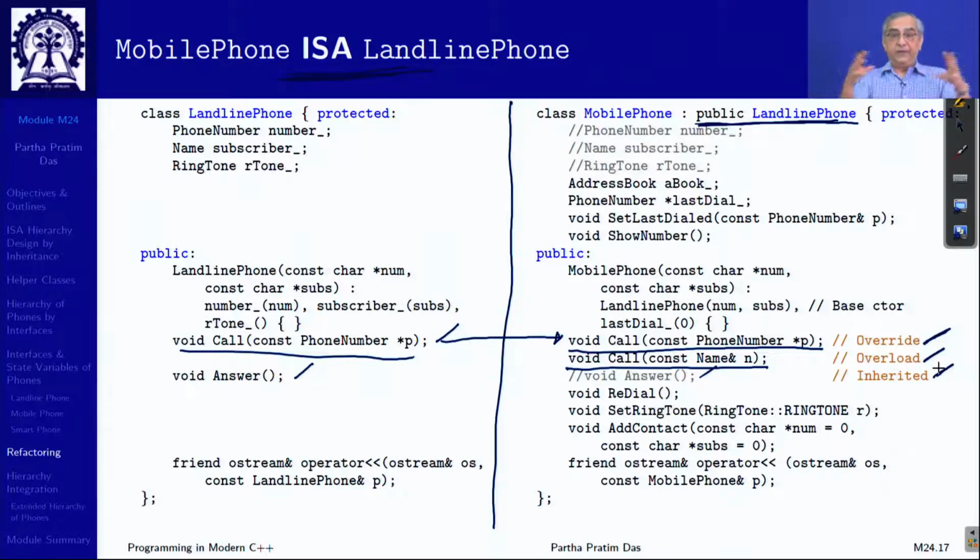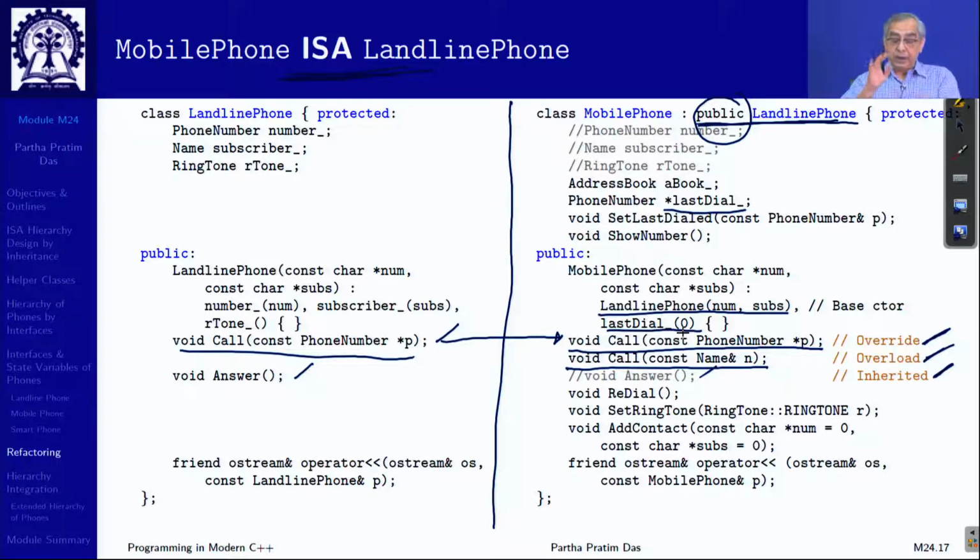So, by this refactoring I am combining these two through the insertion of the ISA constraint, the inheritance constraint, and refactoring by making one as a overriding member function, one as a overloaded member function, and one as a pure inherited member function. So does my constructor change, because now landline phone becomes a base for the mobile phone. So, that base will have to be constructed. I have last dialed here, so that we will continue to have here.